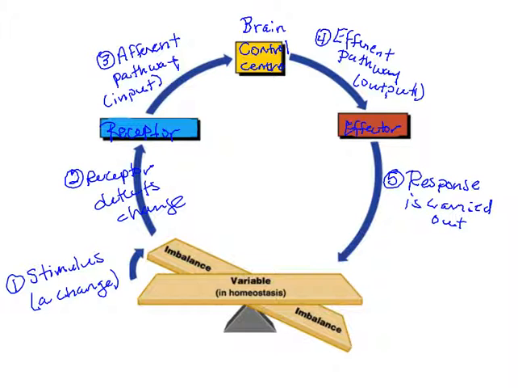Okay, now let's look at an example. Let's say our stimulus is the flu. You catch the flu, you get sick. So what's going to happen is there are some receptors inside your body that will detect that something has changed, that you have the flu virus. Okay, so this is our immune system.